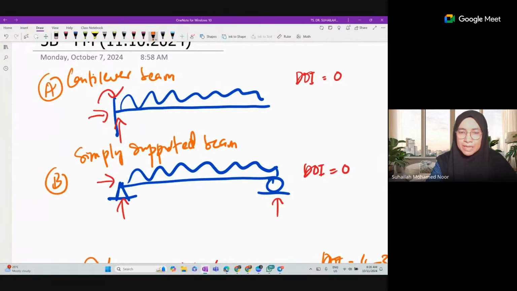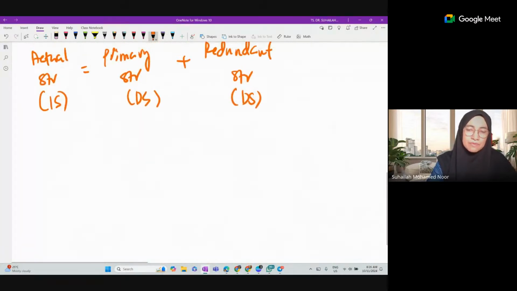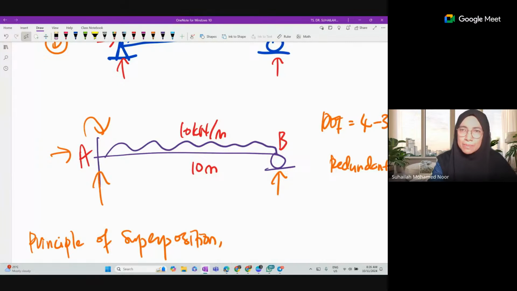For example, if we want the system to be analyzed as a cantilever beam, we will remove BY. To have a cantilever beam from this one, the reaction that we remove is BY. So BY is the redundant. Because we can only choose one, we do not have to do both. We just need to choose one system to be analyzed.